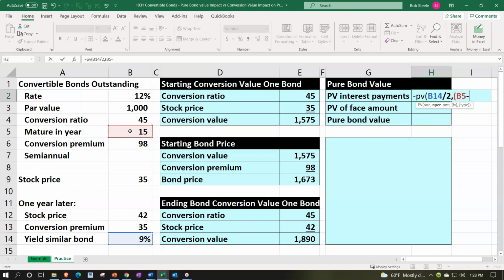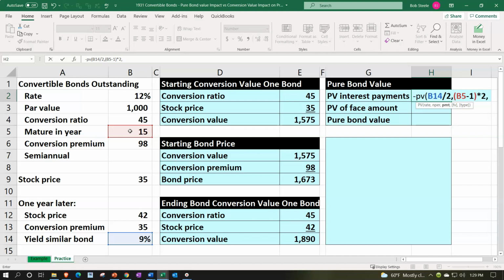So now I'm going to say minus 1. So 15 minus 1, I'm going to put a bracket. That's going to give us 14. And then they're semi-annual, so I've got to double the 14. So 14 times 2 is going to be the number of periods, or 28 periods at this point.